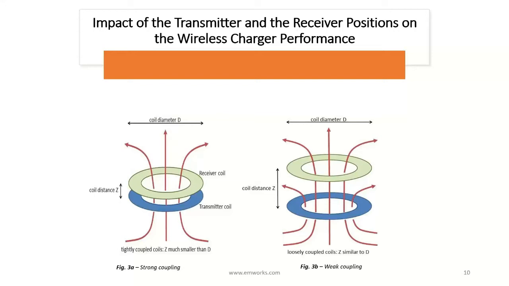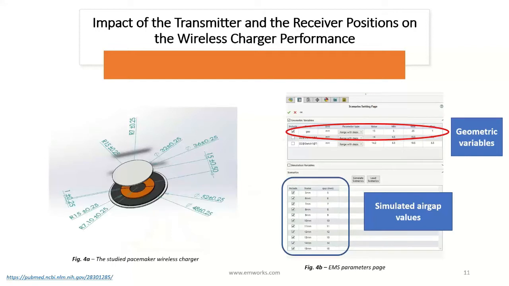In addition to axial air gap, the relative position of the transmitter and the receiver coils can have lateral and angular misalignment. All of these situations will be studied and discussed in the upcoming slides.